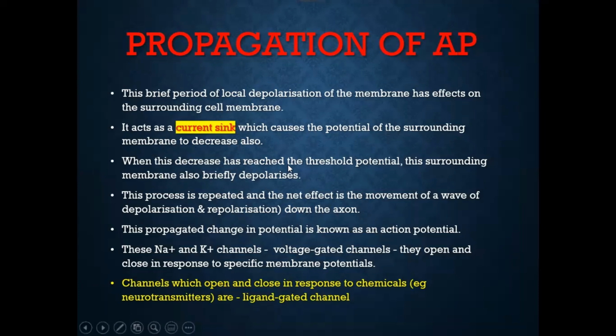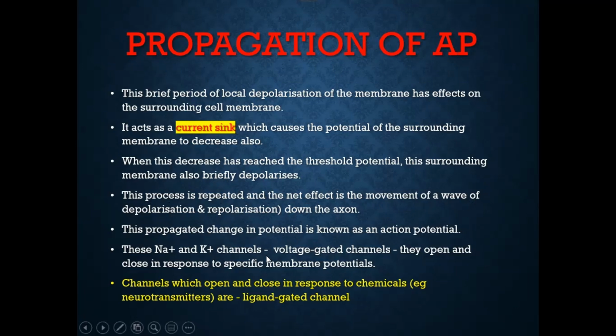So when this decline reaches a threshold potential, the surrounding membrane also briefly depolarizes. This process is repeated, and the net effect is the movement of a wave of depolarization and repolarization down the axon. The propagated change in potential is known as the action potential.